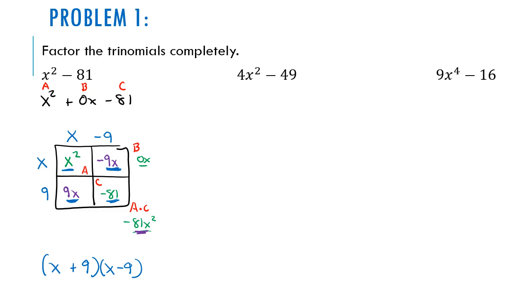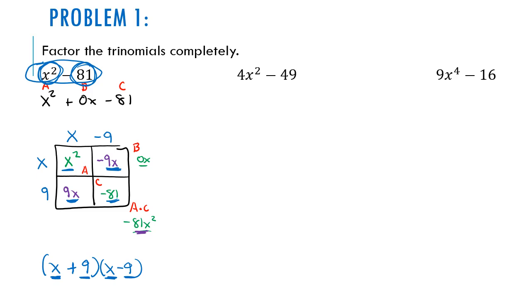But once again, this was a difference of squares up here, which means we've learned that there's a shortcut where we ask the question, what two identical numbers would multiply to give me x squared? X and x. What two identical numbers multiply to give me 81? 9 and 9. And we know that the two signs should be opposite of each other.